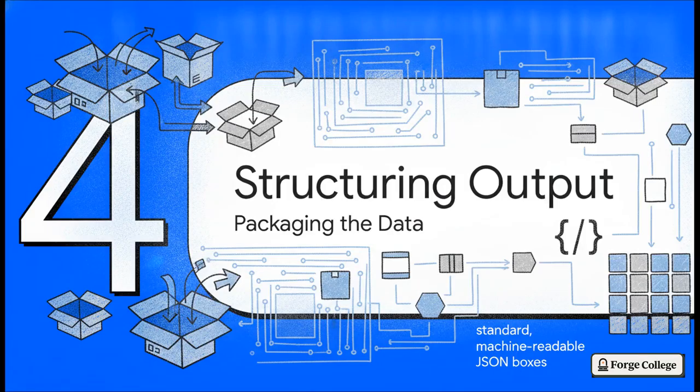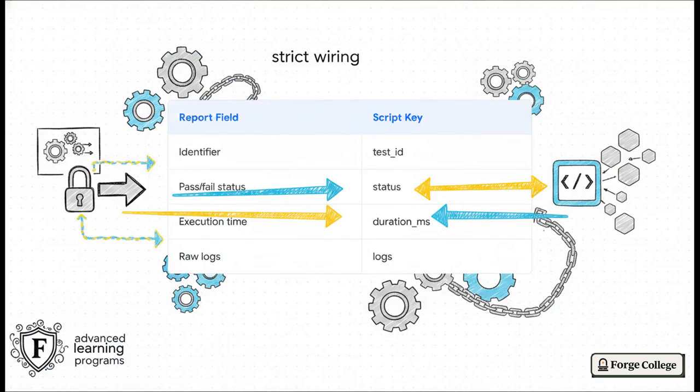Phase 4, structuring the JSON output. Let's talk about packaging. Check out this strict wiring we need to establish. Notice how perfectly the report template fields map directly to the script output keys. Your automated script literally must emit exactly these keys: testId, status, durationMs, and logs. Because if you decide to rename even one of these keys in your code, the downstream report generator just won't be able to digest the metrics. No manual editing allowed here. A test that a machine can't parse might as well not even exist in a continuous integration environment.